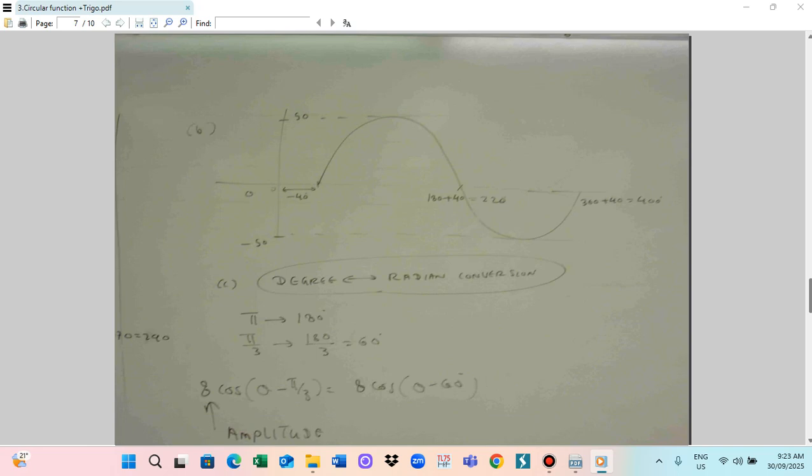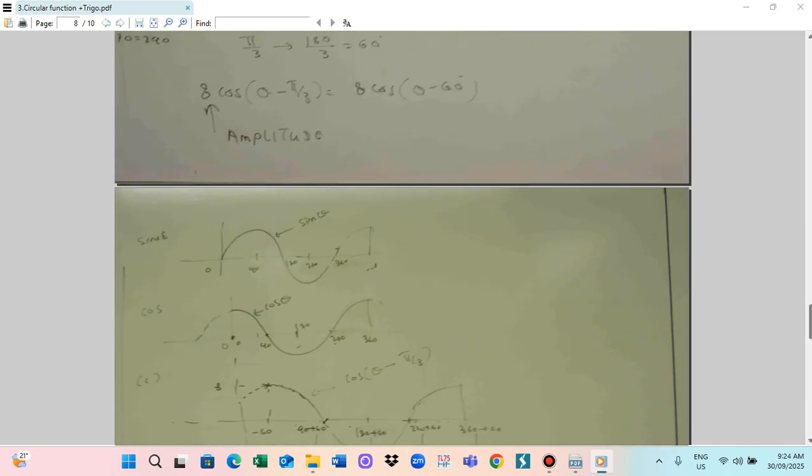So this angle is no longer 40 degrees. This is 0, this is 40. This angle is 180 plus 40, which is 220 degrees, and this one will be 360 plus 40, which is 400 degrees. With a positive 50 and negative 50, the graph will lie like this.